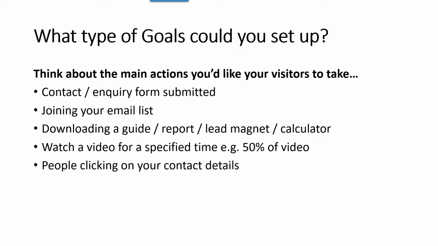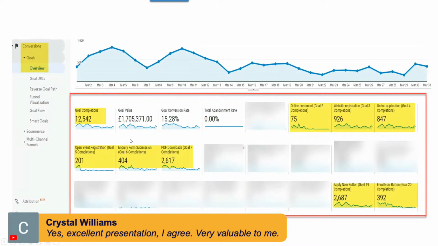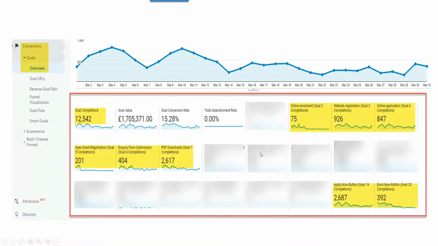So there's all kinds of different things that you could be tracking, but the way you track them is that you go to conversions, goals, overview, and then this gives you a breakdown. Now, again, I've got these big organizations here. I've not necessarily got lots of goals from accountants and bookkeepers, but this is where you can get a breakdown of the goals and when they took place during that time period.